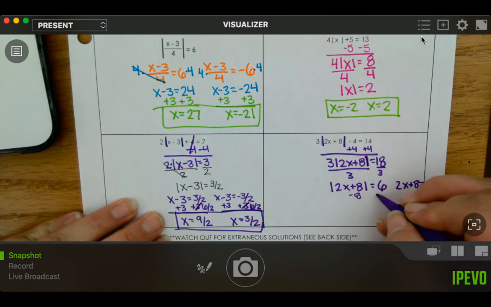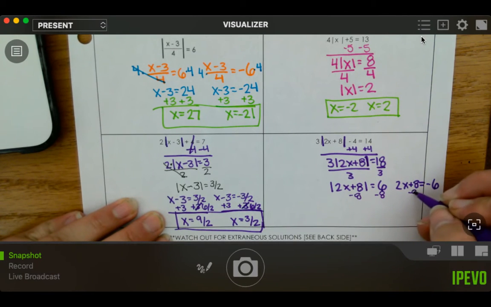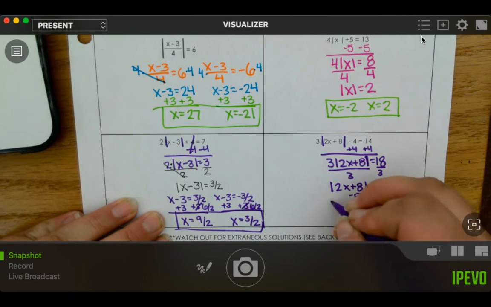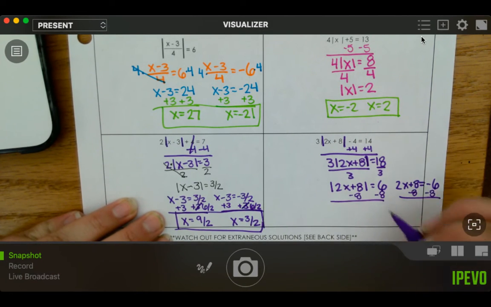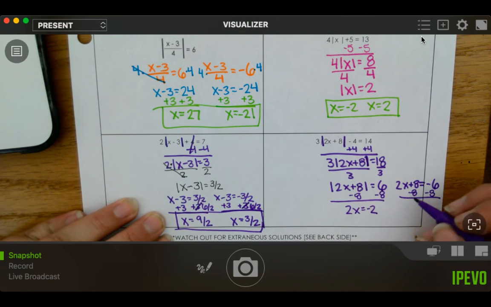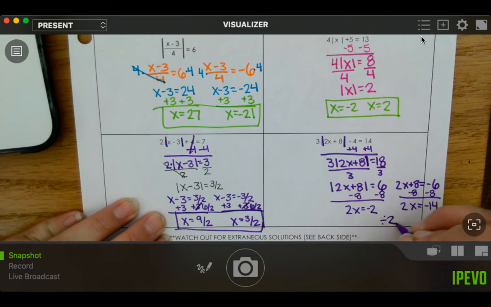Subtract the 8. Notice how I'm doing the same thing on both equations. Over here, 6 minus 8 is negative 2. And over on this side, negative 6 minus 8 is negative 14. And then I'm just going to write this, divide by 2 as your last step, and your two answers are going to be negative 1 and negative 7.